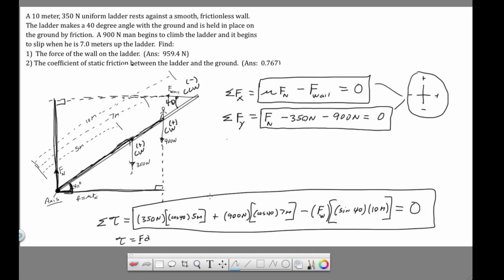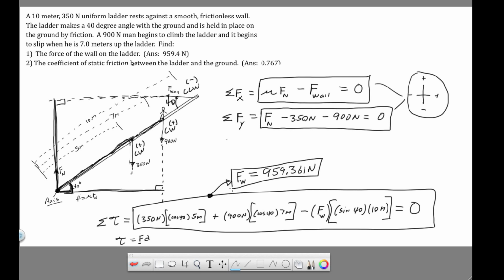Okay, so from here, if you look at this equation from the summing of the torques, the only thing missing in here is the force of the wall. So I'm going to let you do the algebra just to make this video a little bit shorter. The force of the wall, when you solve this, comes out to be 959.361. So that is the force of the wall, the answer to the first question.